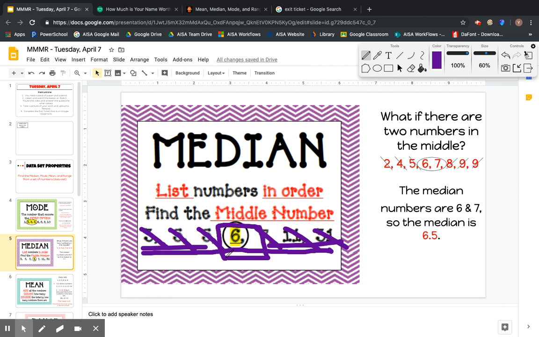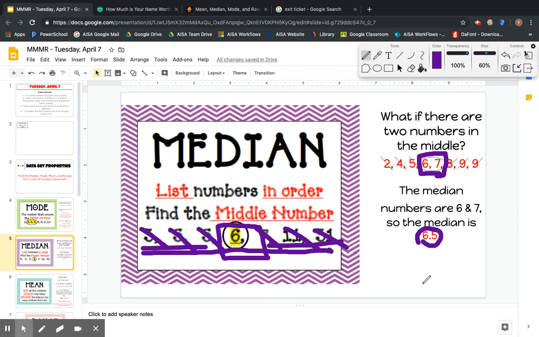Now you also learned that there will be times where 2 numbers will be in the middle. So in this scenario, because 6 and 7 are in the middle, you can decide what number falls right in between. So if I look at 6 and 7, in between 6 and 7, we have 6.5.